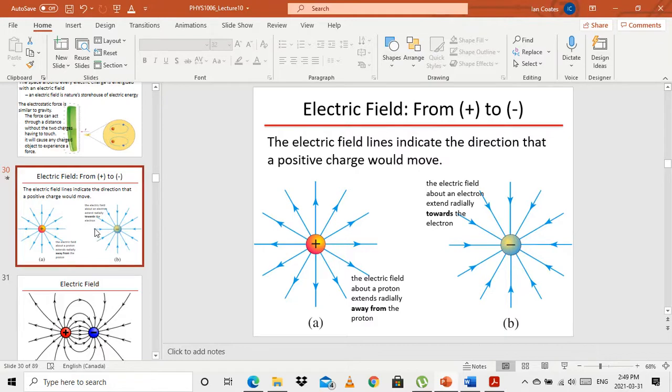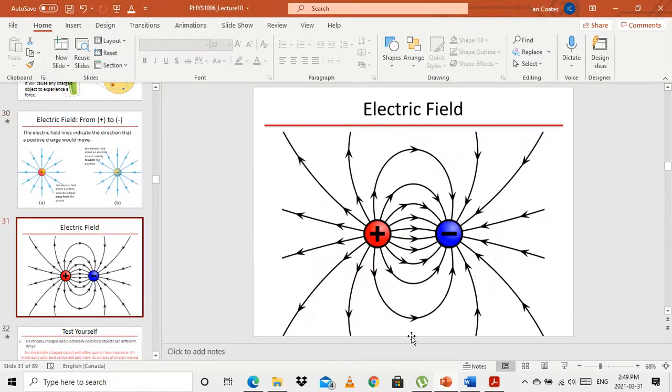I'll show you more here. Have a look. And you see, there's a proton and an electron, and you'll see how this works. You'll see that the electric field extends distally and outwardly from the proton and goes inward and into and through the electron.